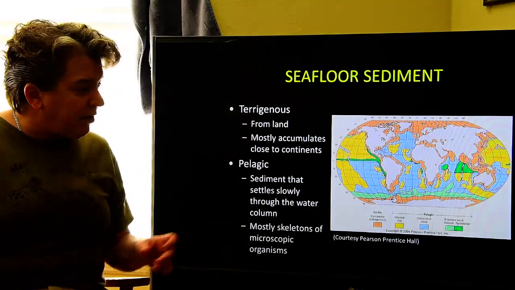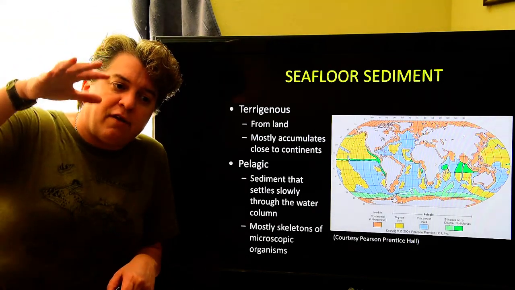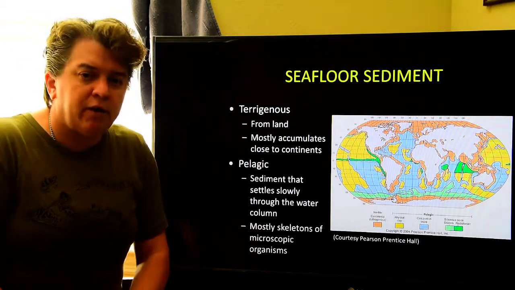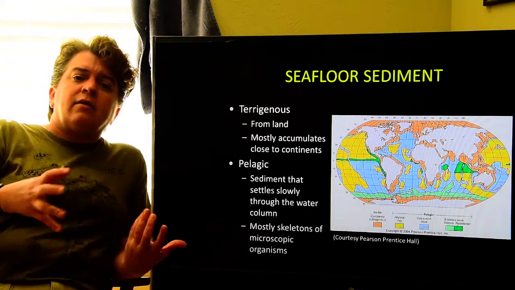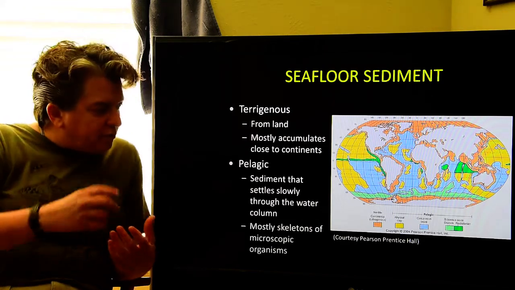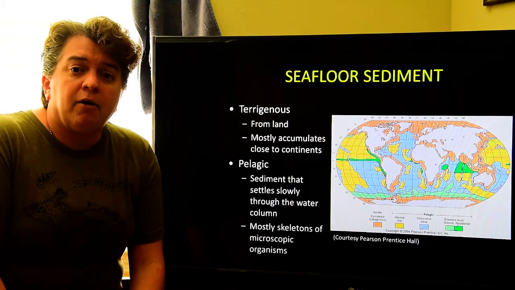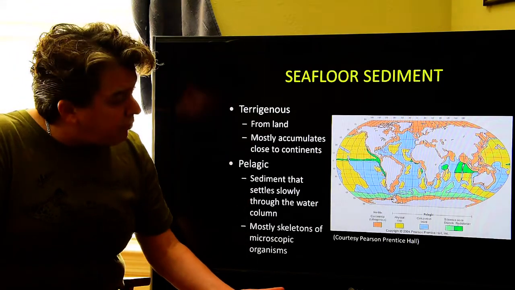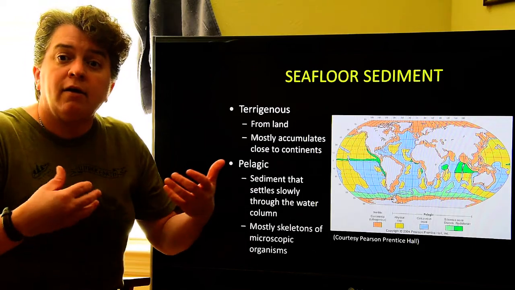Our other type of sediment is known as pelagic sediment. And pelagic sediment is stuff that settles through the water column. And this is mostly the skeletons of microscopic organisms. So there's different microorganisms and plankton and stuff that floats around in the world's oceans. And they create little shells or little skeletons of calcite or silica, quartz. And eventually those little organisms will die and sink to the bottom of the world's oceans, and those little skeletons can accumulate and form sediment then.